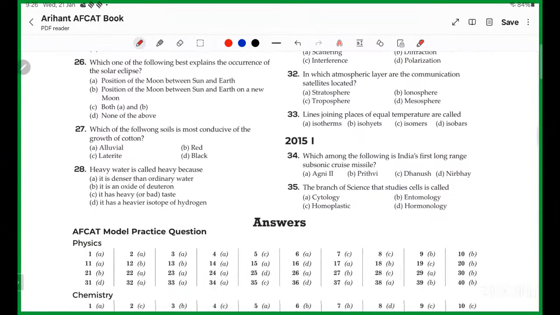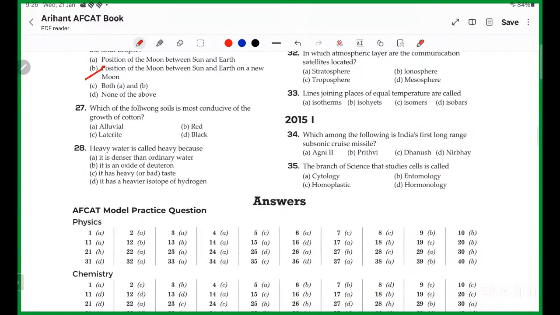Which of the following explains the occurrence of solar eclipse? ये पोजीशन बताता है मून और सन और अर्थ की दोनों की पोजीशन। Which soil is most conducive to the growth of cotton? Black soil. Heavy water is called heavy because it is a heavier isotope of hydrogen.